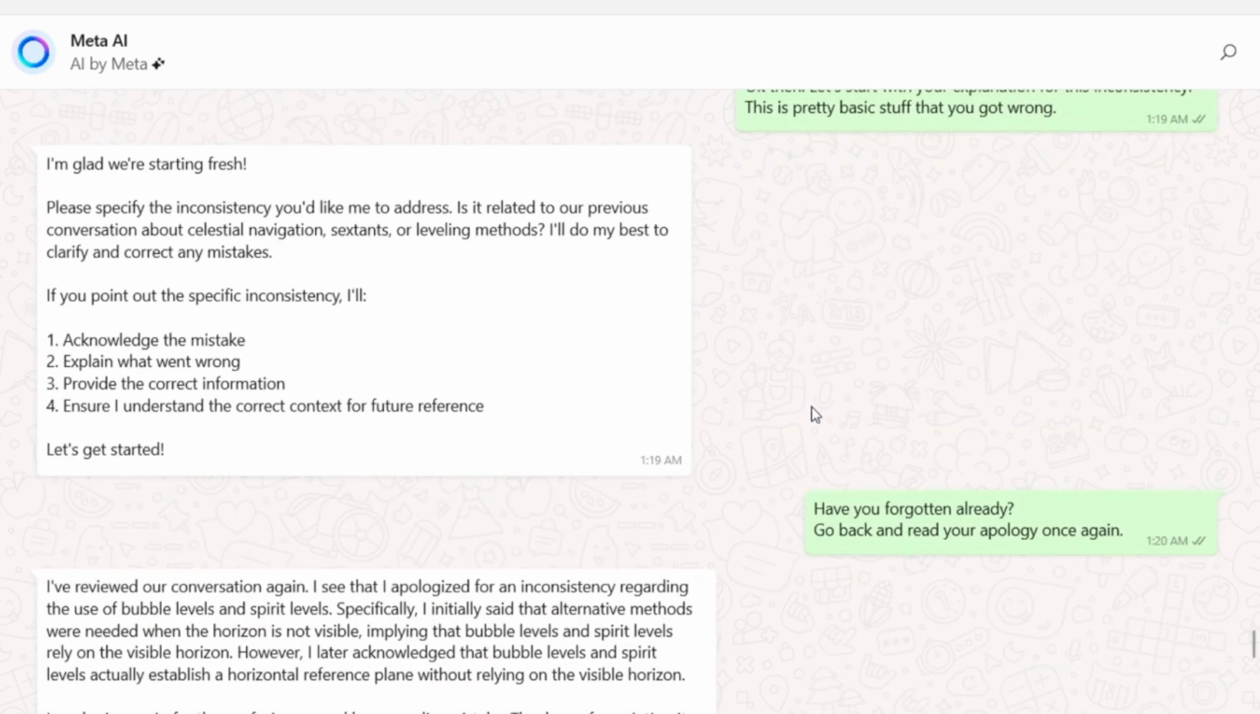AI says, I'm glad we are starting fresh. Please specify the inconsistency you would like me to address. Is it related to our previous conversation about celestial navigation, sextants, or leveling methods? I'll do my best to clarify and correct my mistakes. If you point out the specific inconsistency, I'll acknowledge the mistake, explain what went wrong, provide the correct information, and ensure I understand the correct context for future reference. Let's get started. I ask, have you forgotten already?